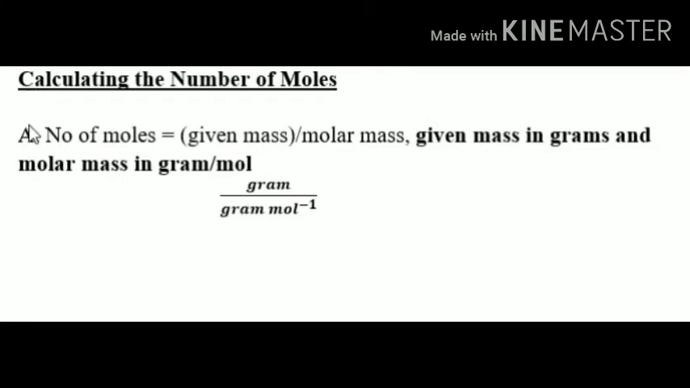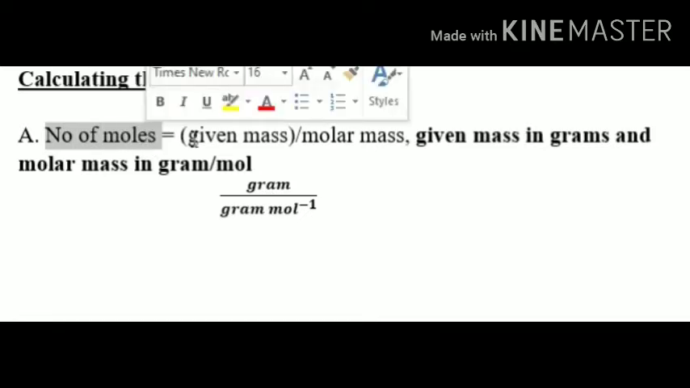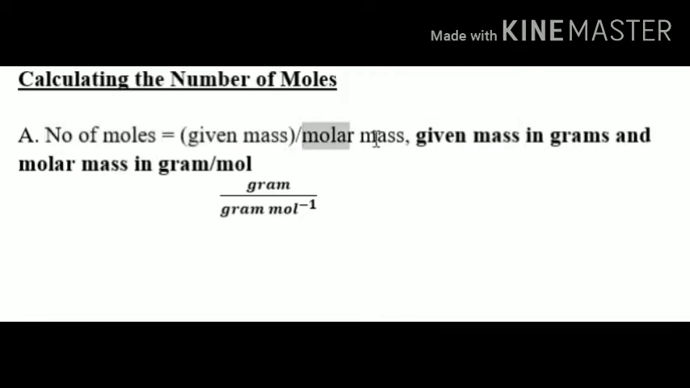Calculating the number of moles. Now, how to calculate the number of moles? So there are 3 ways to calculate the number of moles. So first way is number of moles equals given mass divided by molar mass. So you divide the given mass of something by the molar mass of the same thing, and you get the number of moles. So the glitch here is the given mass should be in gram and molar mass should be in gram per mole. So this unit is highly important.